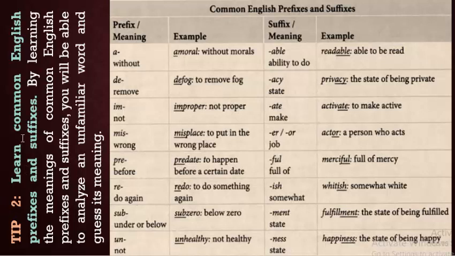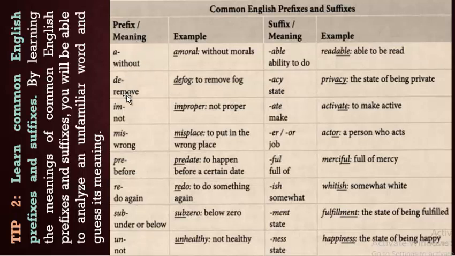Step 2. Learn common English prefixes and suffixes. The part we told you about, prefixes and suffixes, you must know, dear ones. That refers to morphology, the science of word study. By learning the meanings of common English prefixes and suffixes, you will be able to analyze an unfamiliar word and guess its meaning. By understanding the word root, suffix, prefix and infix, you can easily analyze and break down an unknown word, even guess its meaning. Be aware of prefixes along with their meanings.